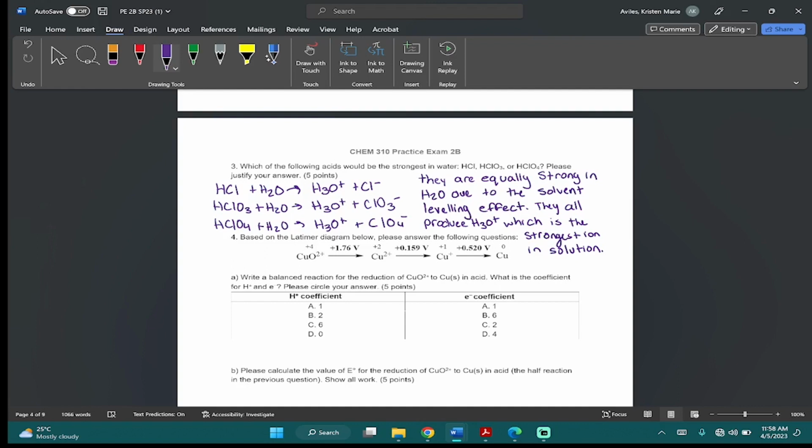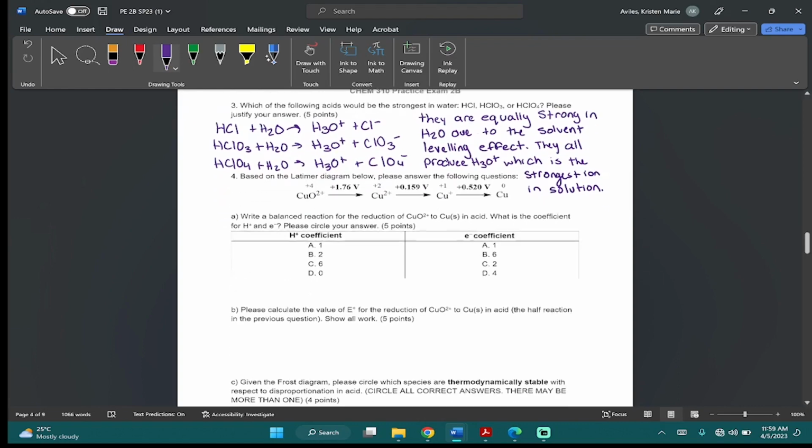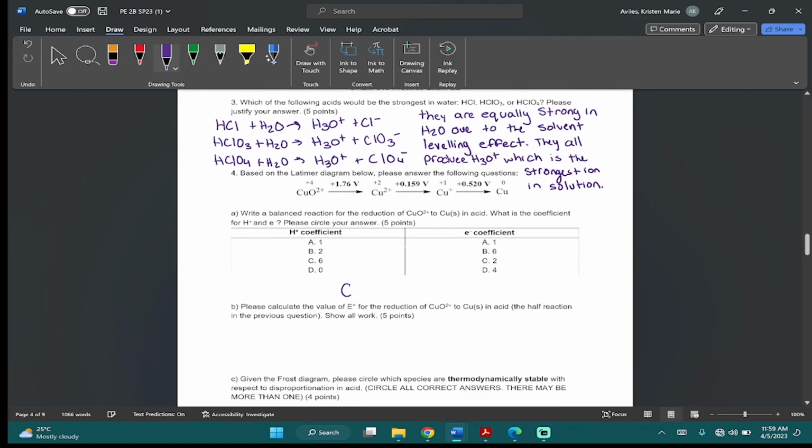So for the first one, they want us to write the reduction of CuO2+ to Cu solid in acid. So we don't have to worry about adding OH minus. We're just going to balance out our equation. Starting off with the very basic, we know we're going from CuO 2+, the 2+ is up top.